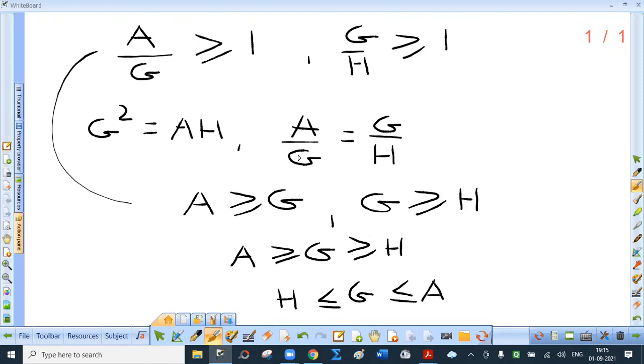That is, amongst the three means, arithmetic mean is the greatest provided two numbers are unequal. See, if you take two equal numbers, say 4, 4. What is arithmetic mean? 4 plus 4 upon 2, that is 4. What is geometric mean? Root 16, that is 4. What is harmonic mean? Twice AB upon A plus B. So 2 into 4 into 4, that is 32 upon 4 plus 4. So again 4. So if two numbers are equal, these three means are equal. Otherwise, arithmetic mean is the greatest.